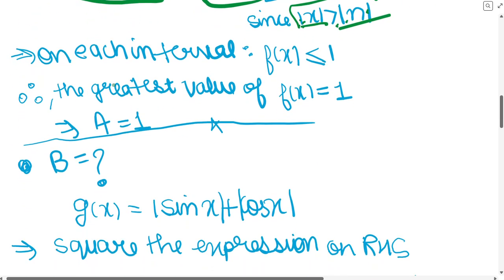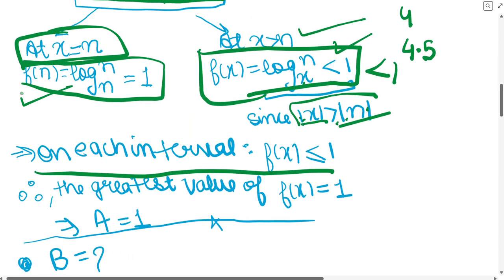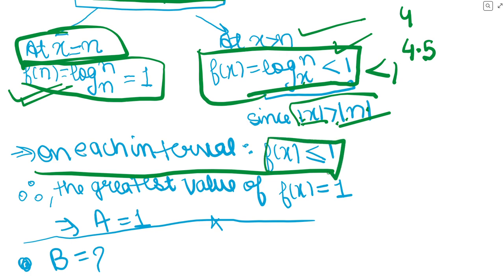All right. So on each interval, we notice that f(x) can either be equal to 1, where we ensured from this part, and f(x) can be less than 1. So by combining, we can say that f(x) is less than or equal to 1, right? Therefore, the greatest value of f(x) is 1, because f(x) goes from minus infinity till 1, right?